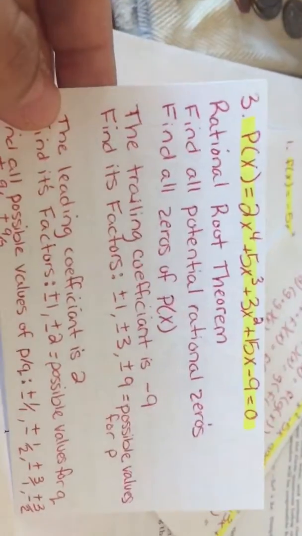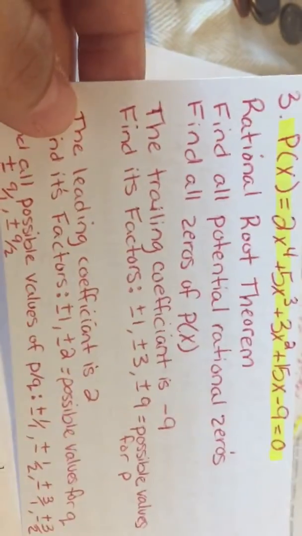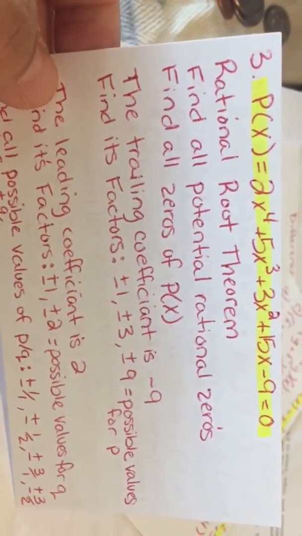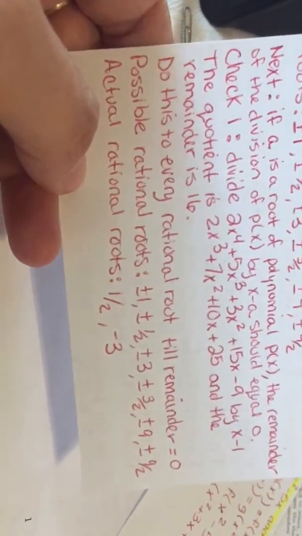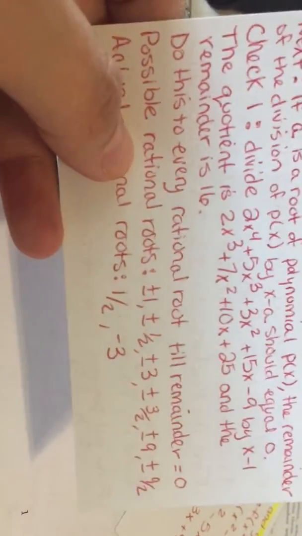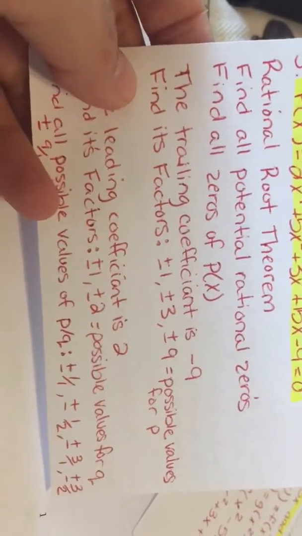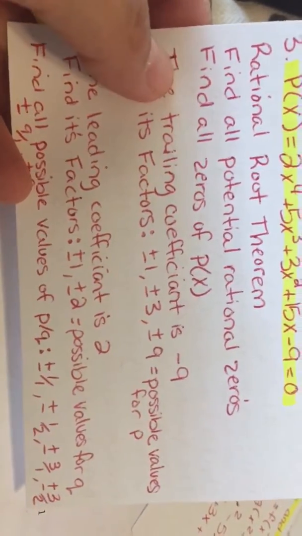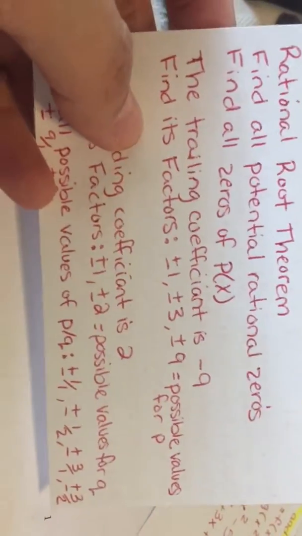Let me see, for number 3, the third problem I have is a rational root theorem. This one is pretty hard for me because it takes a lot of work to figure out which is your possible rational roots and your actual rational roots. You got to find all the potential rational roots, find all the zeros.